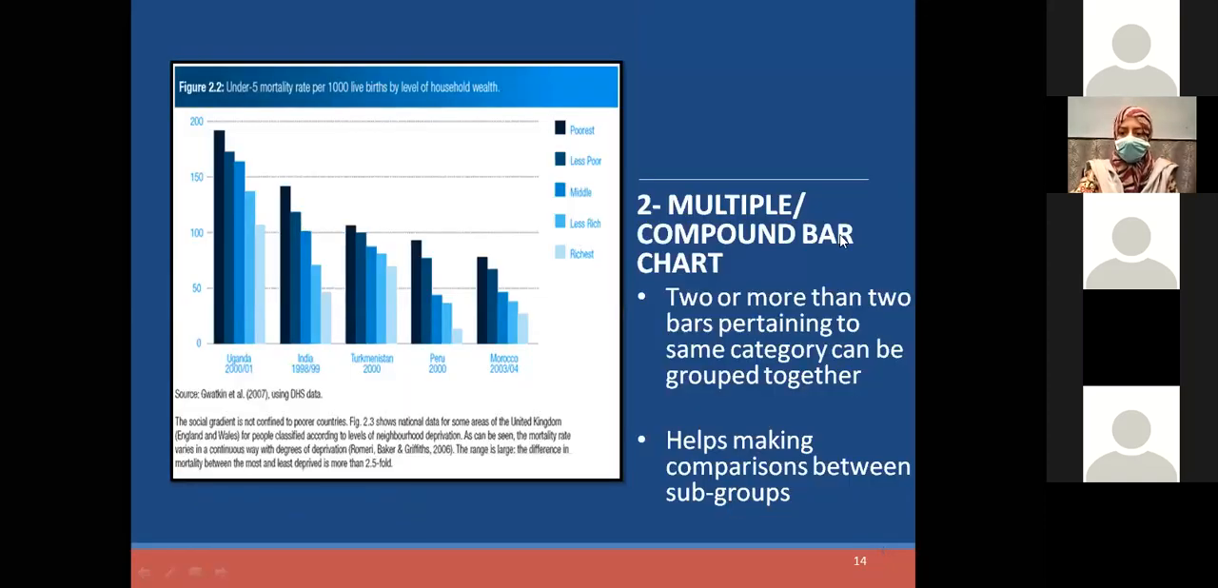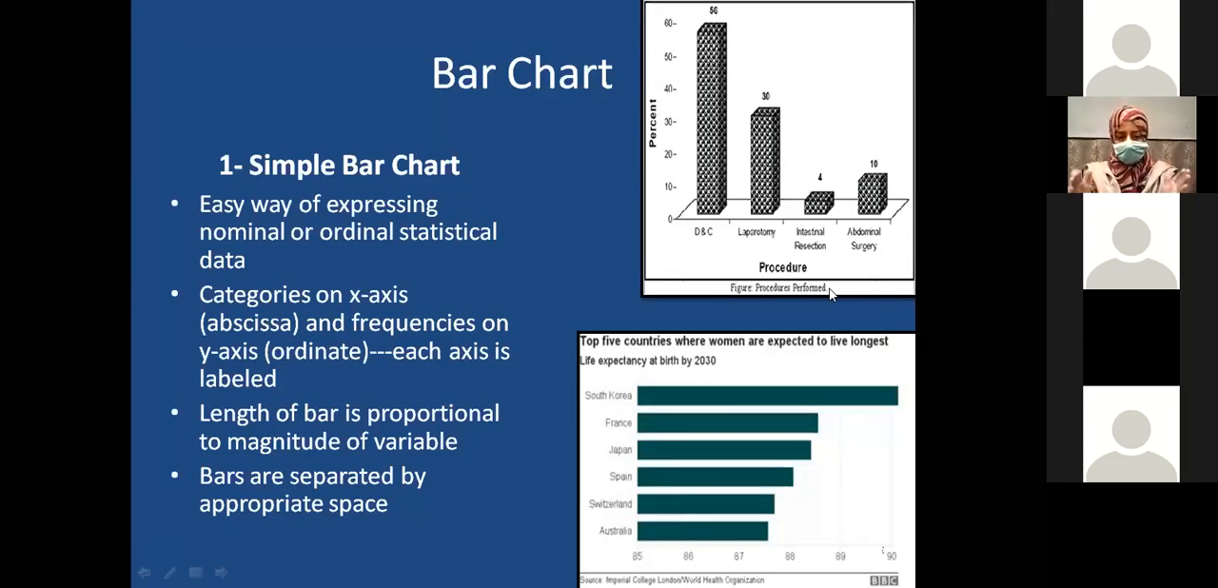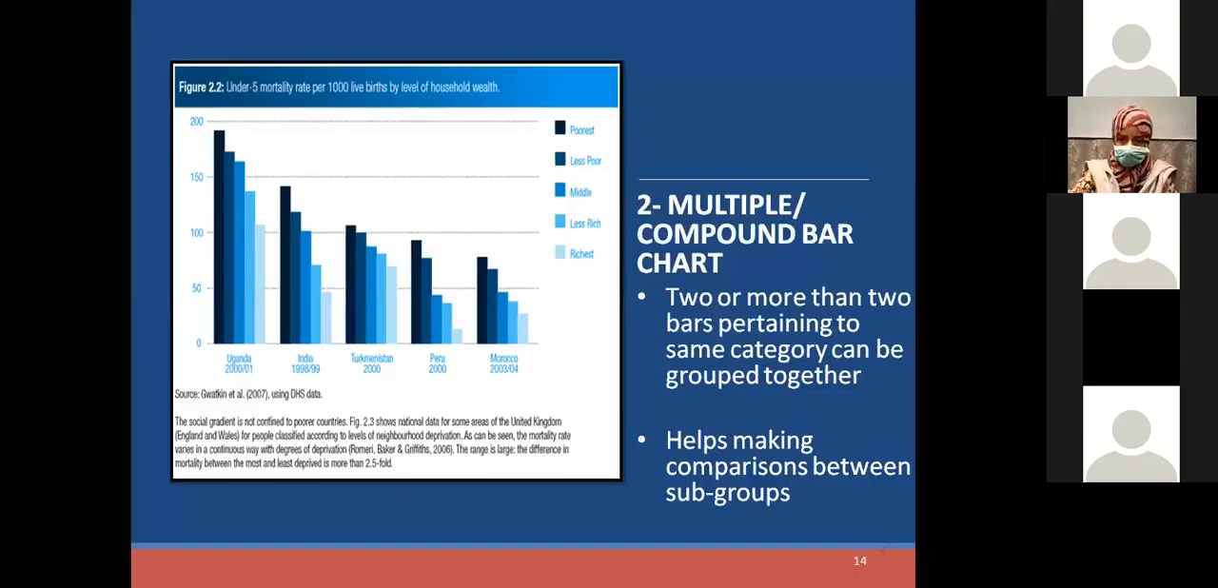Then comes the multiple or compound bar chart. Now this was a bar chart, a simple bar chart that has simple bars placed one after the other. Now comes the multiple or compound bar chart, where 2 or more than 2 bars pertaining to the same category can be grouped together.